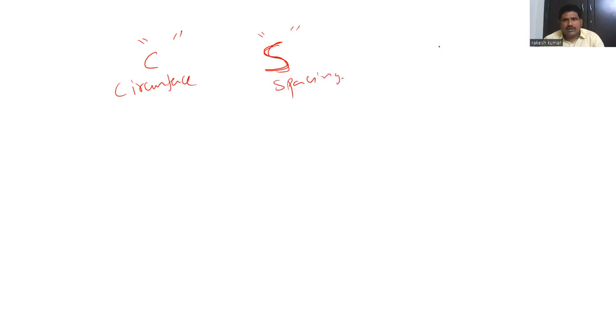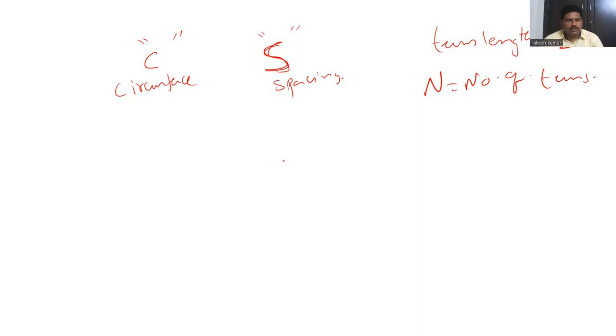And the total turn length is represented with L, and N indicates the number of turns. And so it is given by the pitch angle.